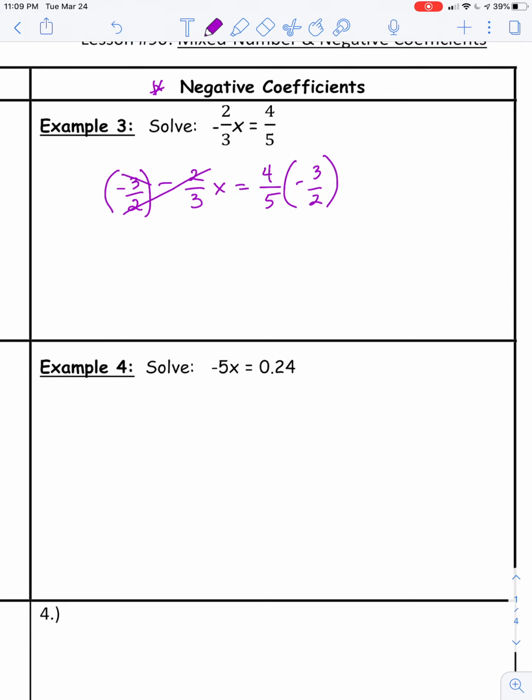Okay, so these would cancel. I get a positive x, and then I can do some cross-canceling here. And I would end up with a positive 2/5. Here's what you have left: positive 2/5 times negative 3 over 1.